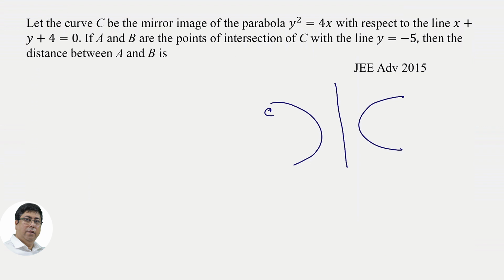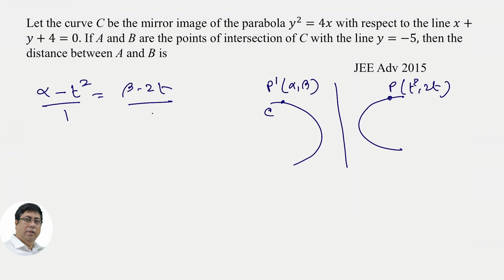Let P be any point on y square equal to 4x, that is t square comma 2t, and let P dash be the mirror image, suppose alpha comma beta. So using the mirror image formula, alpha minus t square by 1 equal to beta minus 2t by 1 equal to minus 2 into (t square plus 2t plus 4) divided by a square plus b square, that is 2.